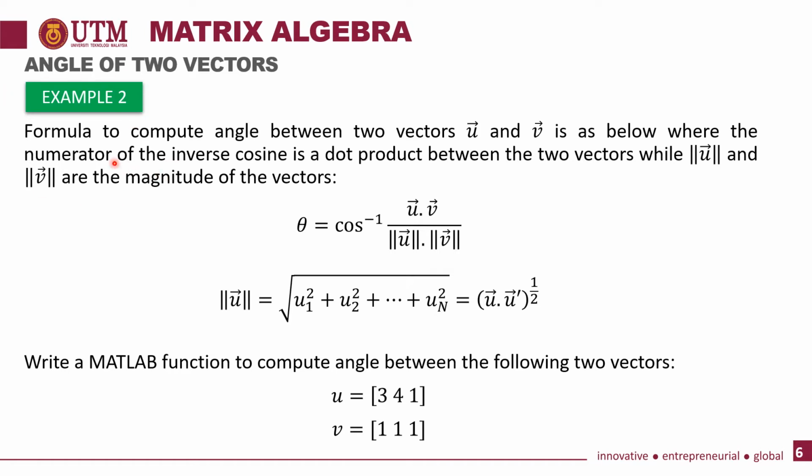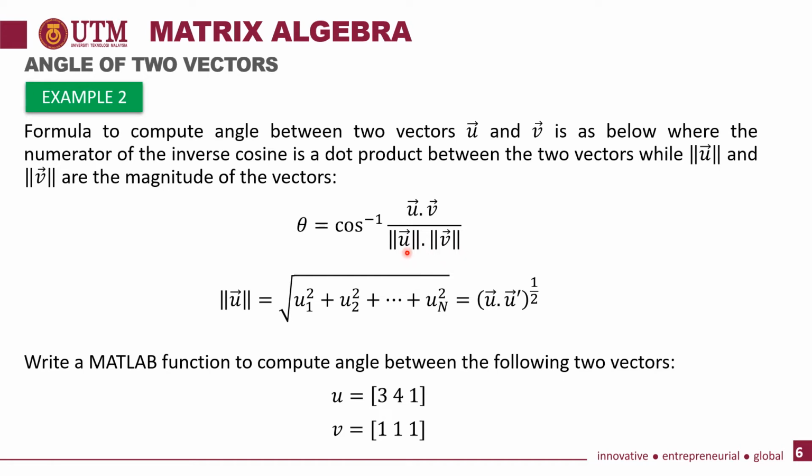For this example 2, the formula to compute the angle between two vectors, vector u and vector v, is as below, where the numerator of the inverse cosine is the dot product between the two vectors, while magnitude u and magnitude v are the magnitudes of the vectors. This formula computes the angle theta equals cos inverse of u dot product v divided by the magnitude of u times the magnitude of v.